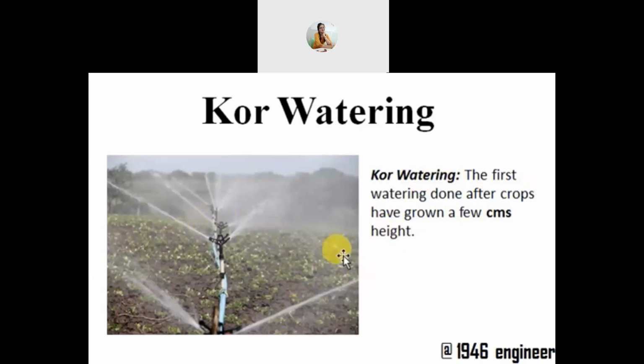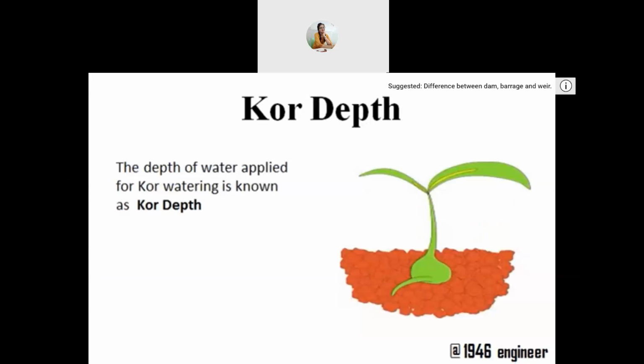First of all, you plow the field, you sow the crop, and you water it. And then the crop starts to grow. After a growth of a few centimeters in height, you again need to water it. Such watering is known as core watering. And this few centimeters can be around 3 or 4 centimeters. And the depth of water applied during core watering is known as core depth.